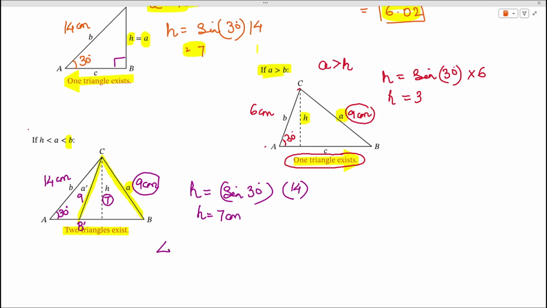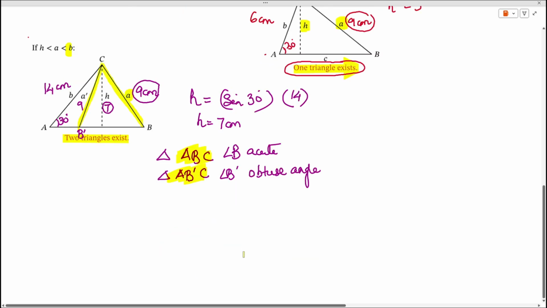So one possibility of triangle is going to be triangle ABC, where angle B is acute, and the other possibility is the triangle AB'C, where angle B' is the obtuse angle. So in this case, we'll have to use the sine law, and we'll have to solve it for each of the two triangles.